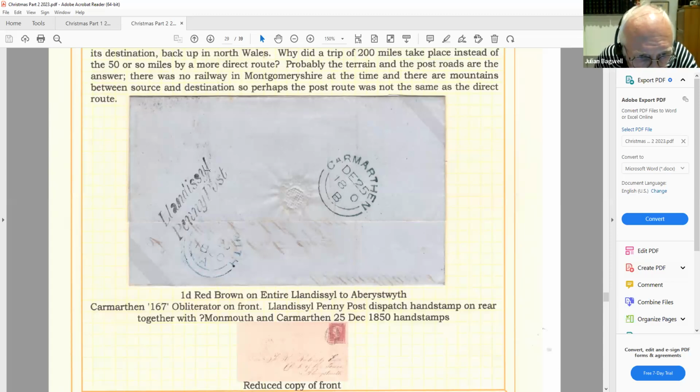And this Llandyssil penny post, this is totally obsolete now. These marks were to designate a very different setup, but now you've got a penny stamp on the front. But this was just used, I think, just to denote from where it was dispatched. They still didn't have a proper date stamp in Llandyssil at the time.